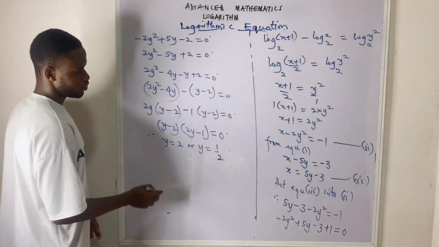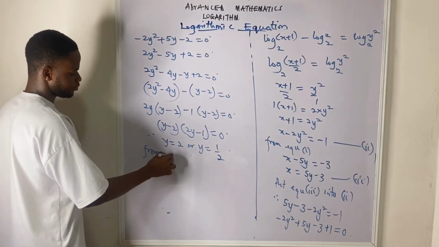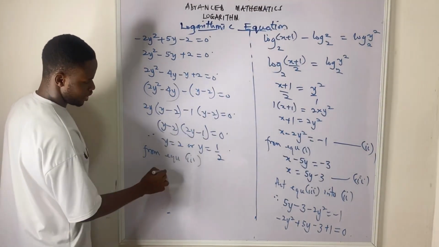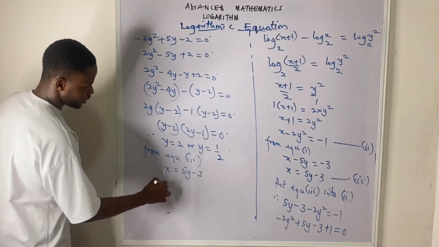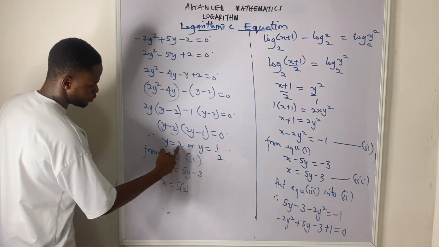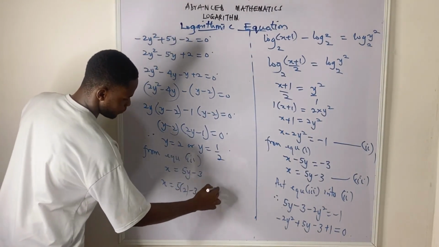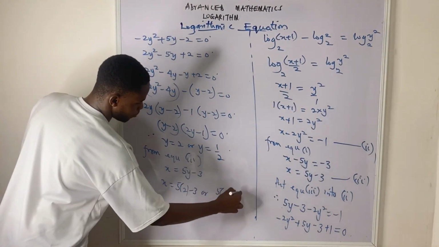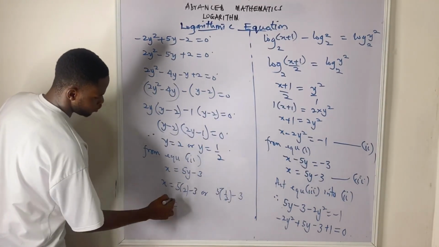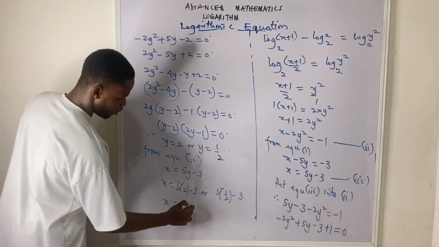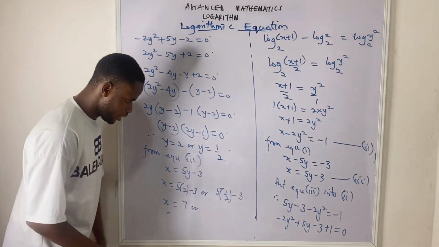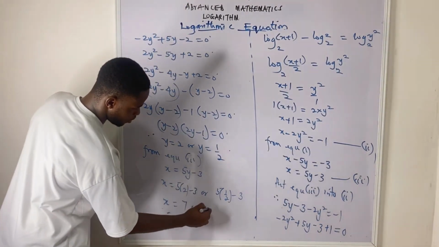And let's solve for x. So from equation 3, you can see that x is simply 5y minus 3. That means x may be 5 into 2, so let's put 2, minus 3. Or x may be 5 into 1 over 2 minus 3. So x will simply give us 2 times 5, 10 minus 3. That will be 7.